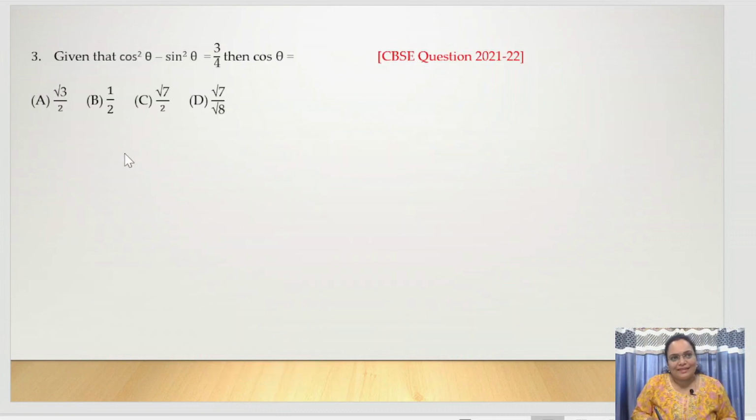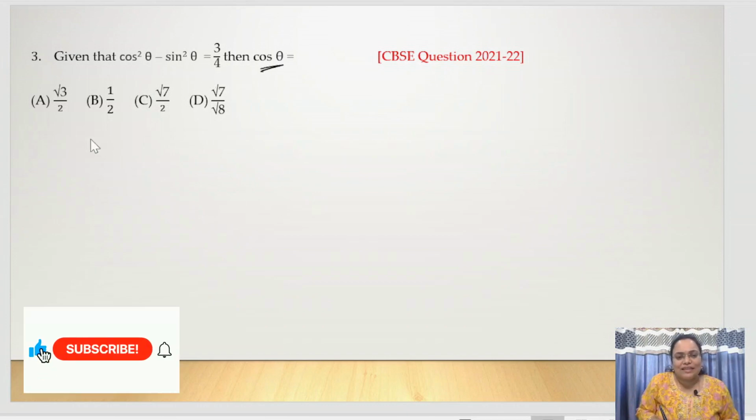So let us solve the next question. Given that cos square theta minus sin square theta is 3 by 4, then we need to find cos theta. So what is given?